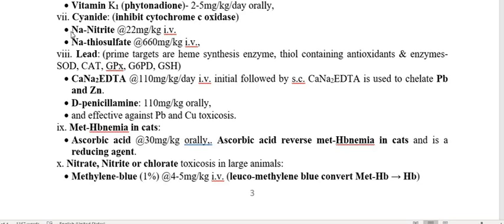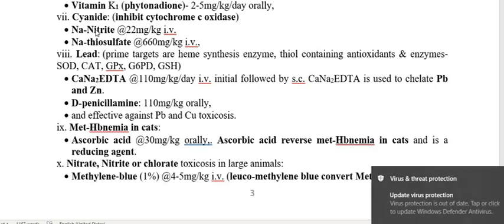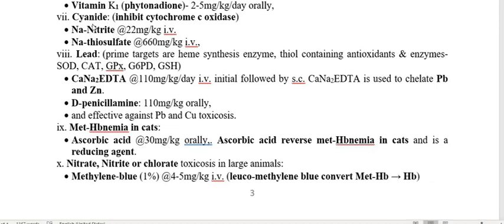But you have to keep in mind that if you increase the dose of nitrite in a cyanide poisoned animal, sodium nitrite itself is a poison and is going to produce poisoning. Therefore we have to give sodium nitrite slowly and cautiously in a cyanide poisoned animal as a cyanide antidote. And also the second drug is the sodium thiosulfate. So this is about the cyanide toxicity.